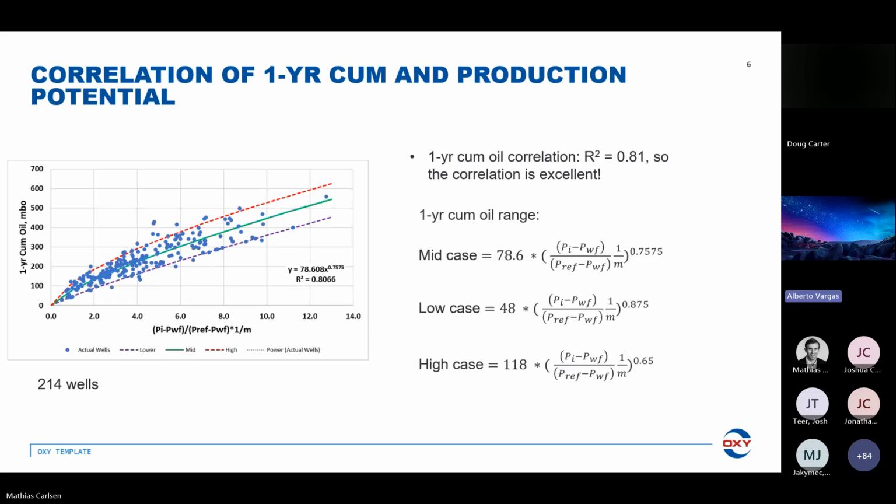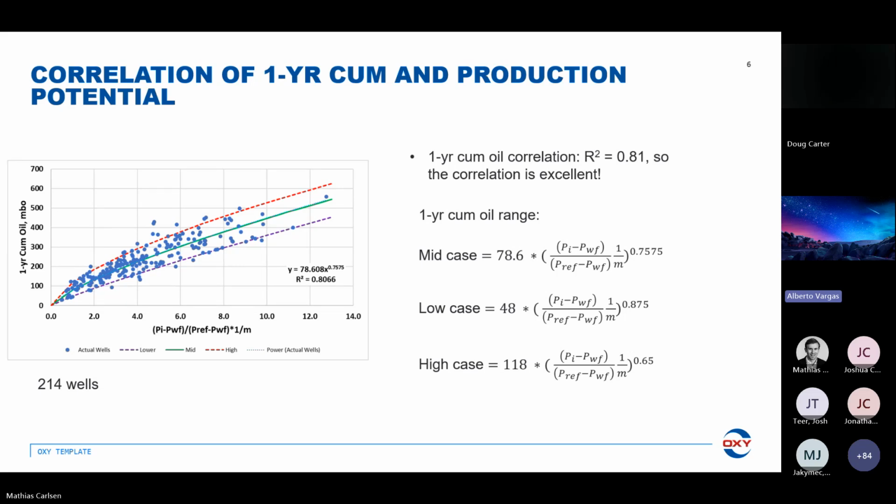So first, 1 year Q. Actually, this one relates to what Gerald just mentioned in the last presentation. Of course, I look at 1 year Q first, and then I go to the EUR. So for the 1 year Q, we can say here I have 214 wells because I developed this in 2018, so we don't have that many wells, but still over 200 wells.